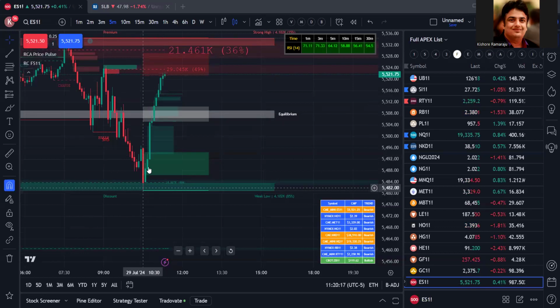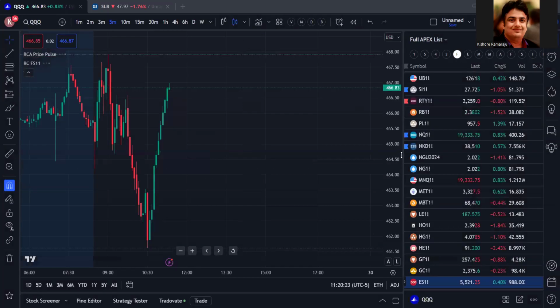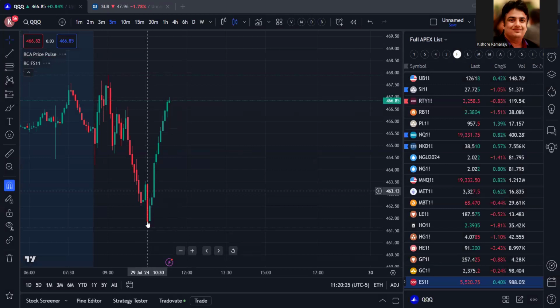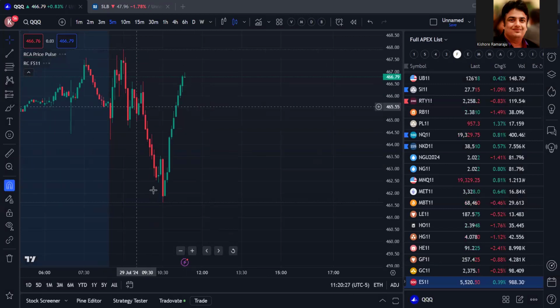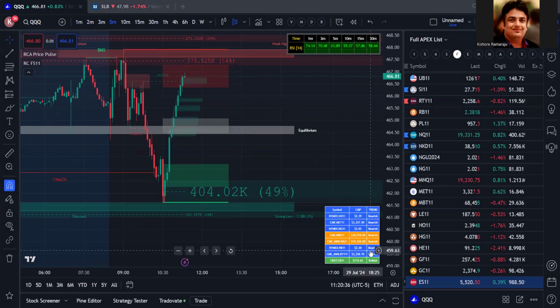With NKD, we made some 100 plus dollars. With QQQ, we made some nice profits. Same thing with QQQ also. It came all the way to the bottom, and then we saw there is a huge buy order block here. The scanner gave it in the green color for ES and NQ. It came to the bottom. So the scanner is our first point, right?